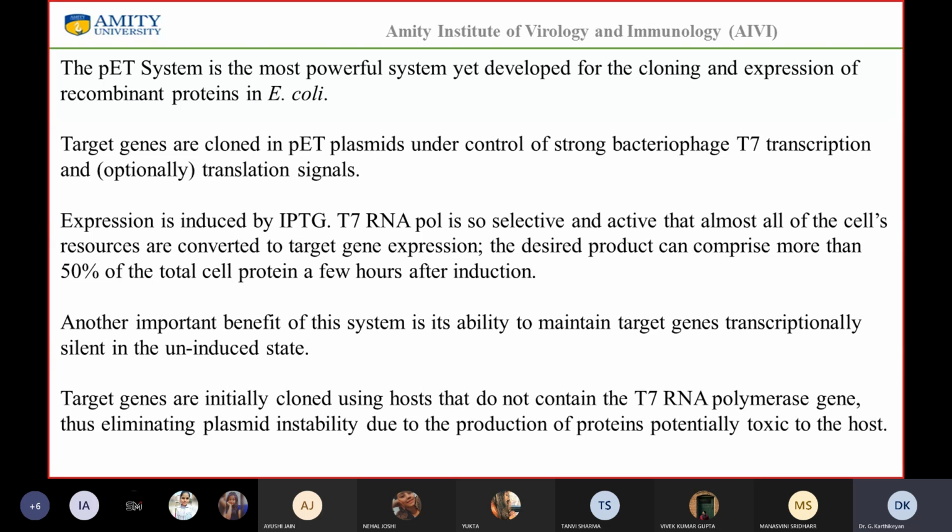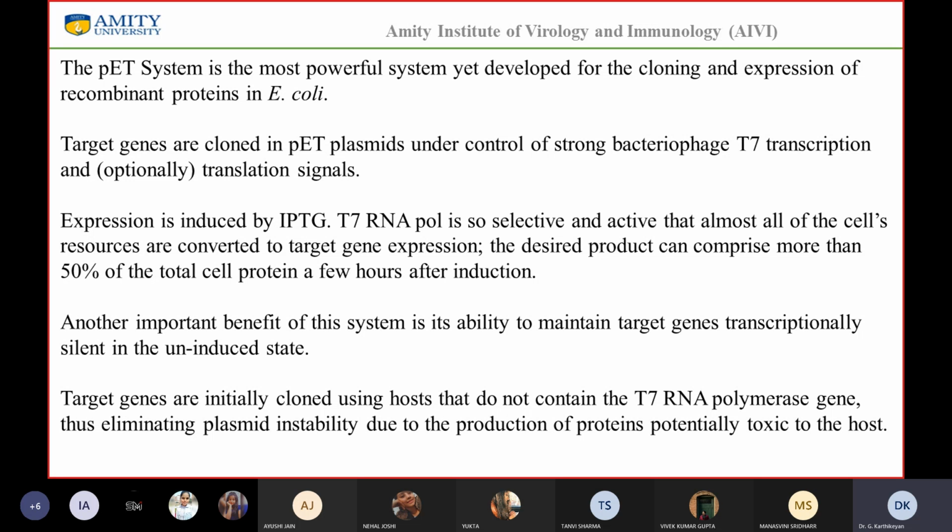And another important benefit of this system is its ability to maintain target genes in the transcriptionally silent state when it is uninduced. As I said, there is always a leaky expression, a very small amount of leaky expression in spite of the repressor being there. Okay, but because you have this T7 lysozyme being expressed, it makes sure that even that leaky expression is not harmful to the bacteria. Okay.